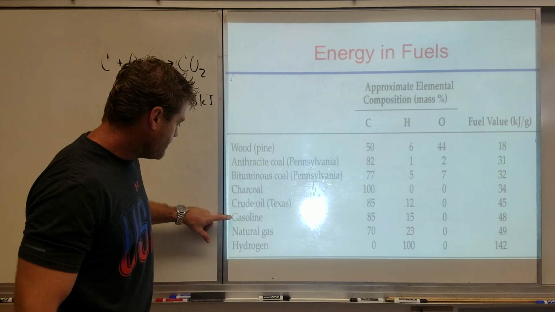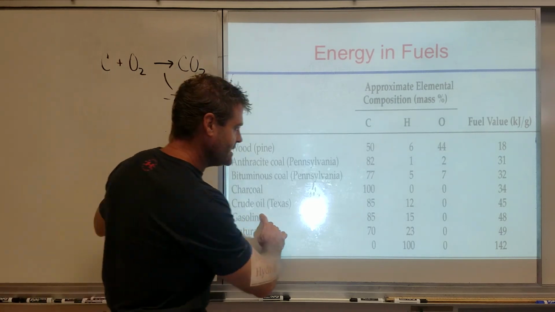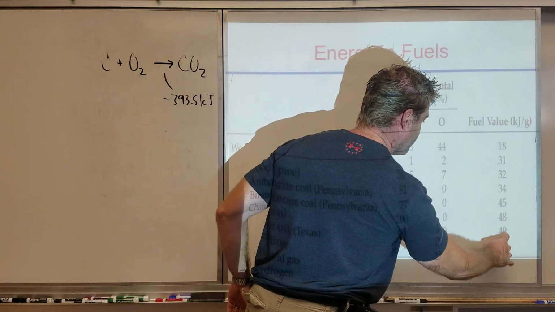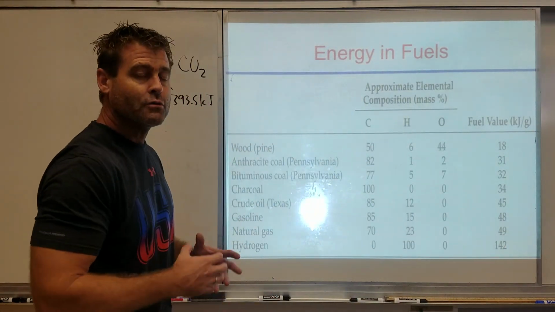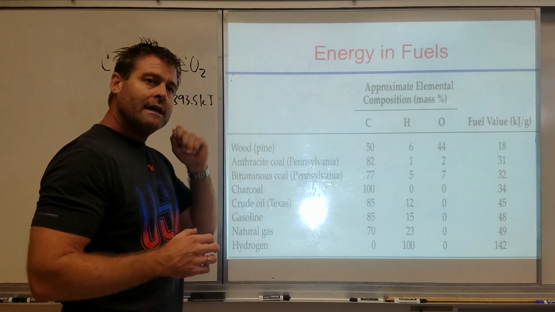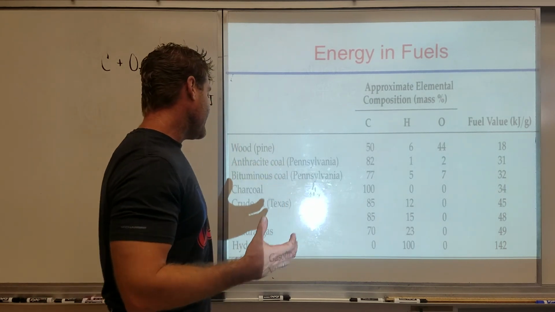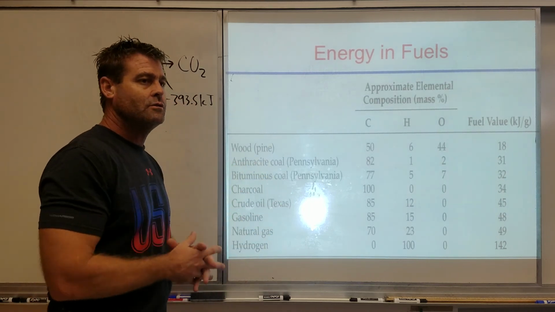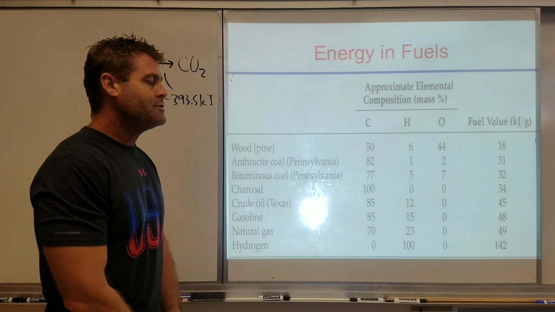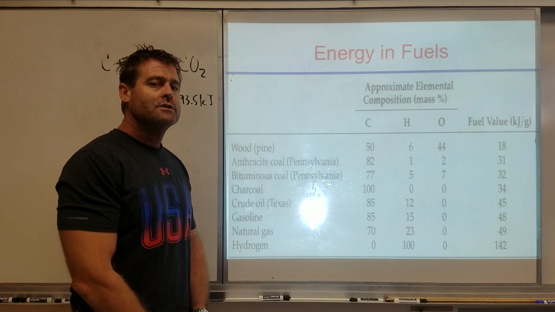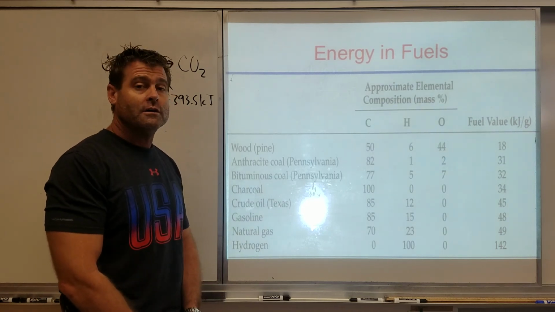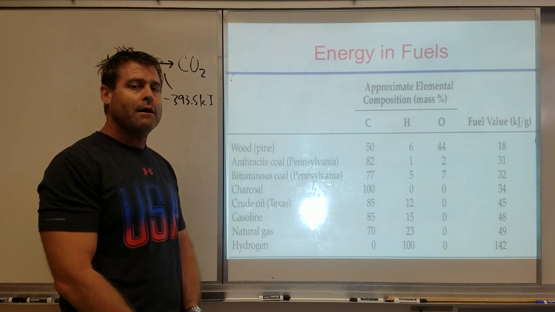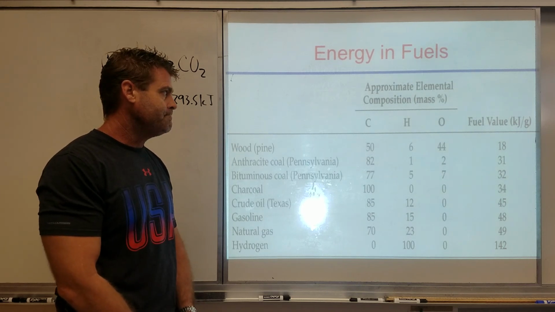Compare that to gasoline, which we use to run our cars. Gasoline has 48 kilojoules per gram. Hydrogen, when you burn it, 142. It's like 3 times as much energy per gram as gasoline. That explains why a lot of people are trying to figure out how we can use hydrogen fuel cell cars, because then it can be even more energy efficient than our current gasoline powered combustion engines. All right, guys, good stuff.